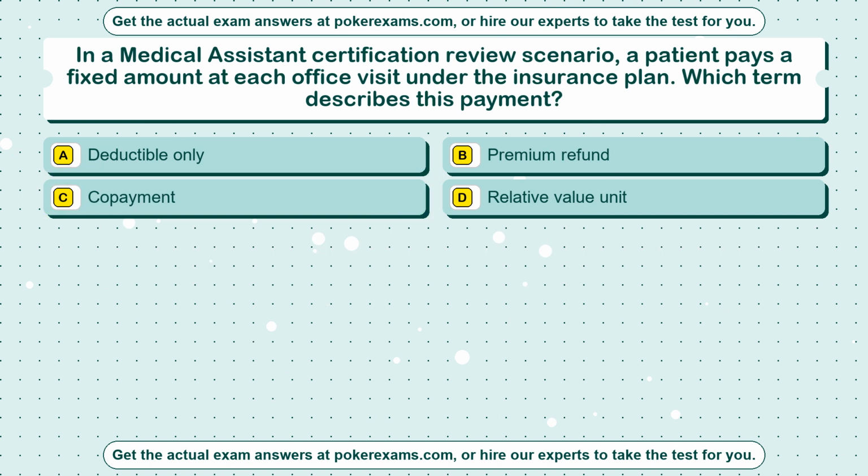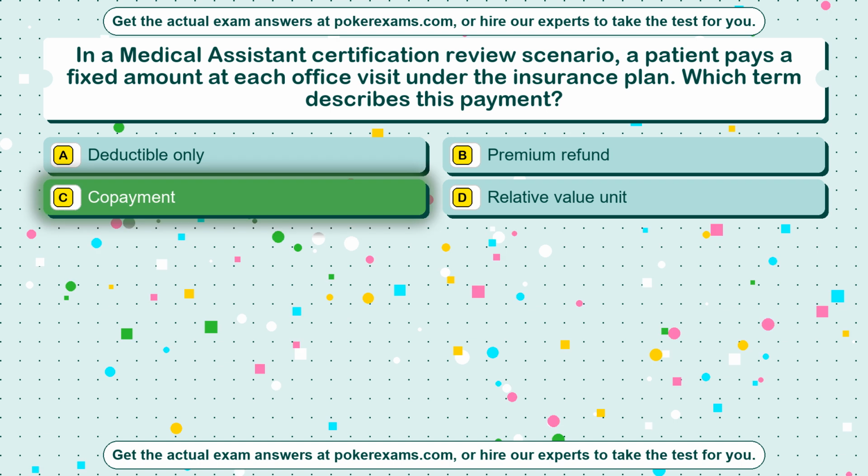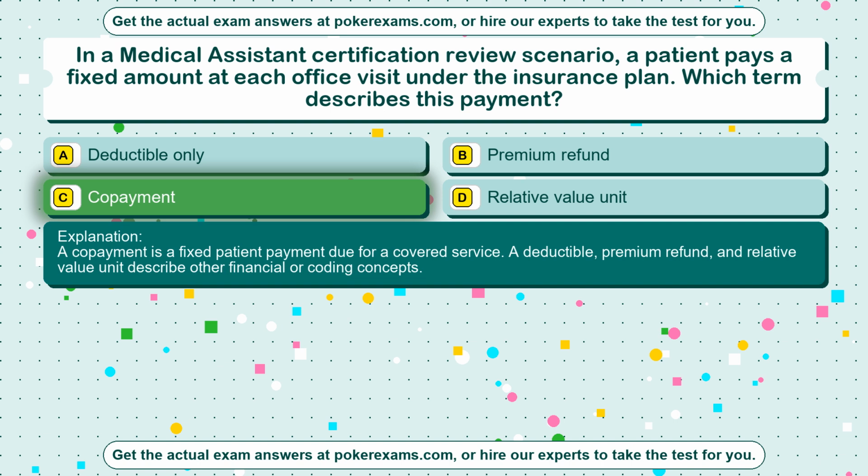Question 67. In a medical assistant certification review scenario, a patient pays a fixed amount at each office visit under the insurance plan. Which term describes this payment? Option A, deductible only. Option B, premium refund. Option C, copayment. Option D, relative value unit. The correct answer is option C, copayment. A copayment is a fixed patient payment due for a covered service. A deductible, premium refund, and relative value unit describe other financial or coding concepts.